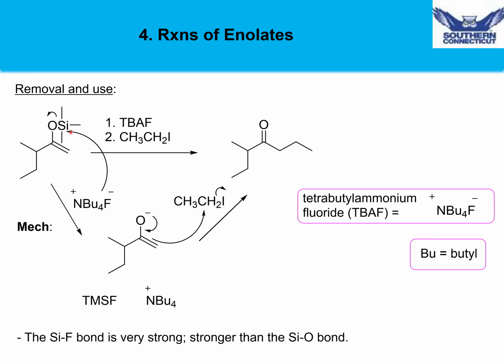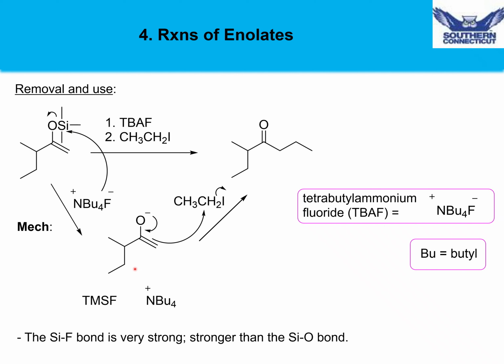Once we have the silicon protecting group on an enolate of a ketone or an aldehyde, we can remove it if we wanted to by using TBAF. So TBAF is tetrabutylammonium fluoride. The only thing you need to remember about TBAF is that it's a fluoride source. The F- is a good nucleophile that would add to silicon and eliminate the oxygen, essentially releasing the enolate that was trapped in that protecting group. The driving force behind this step is the fact that fluorine forms an even stronger bond to silicon than oxygen to silicon.